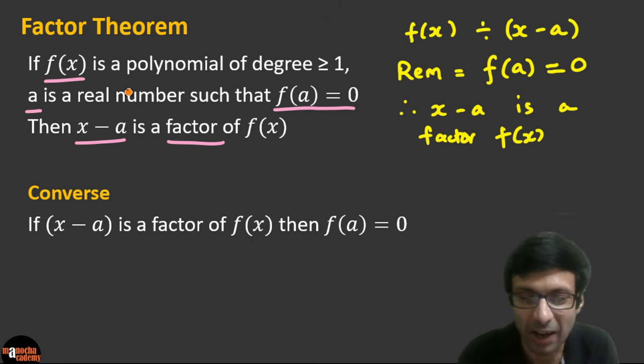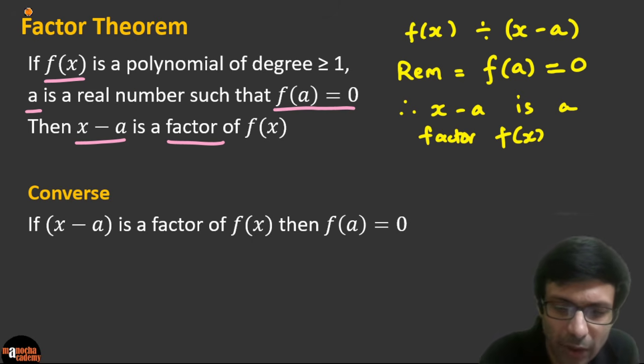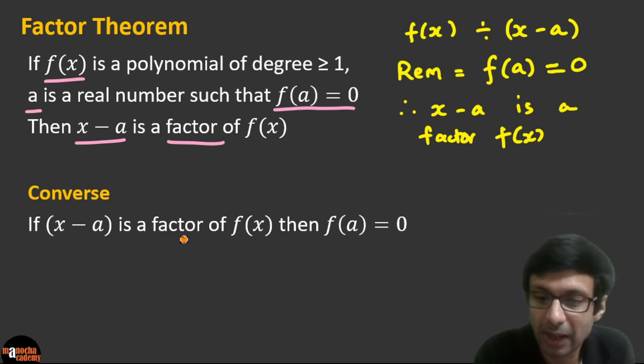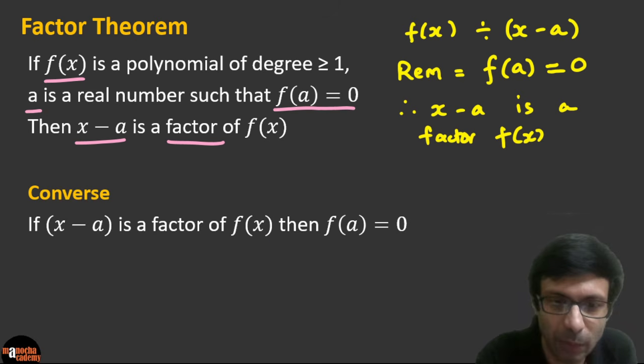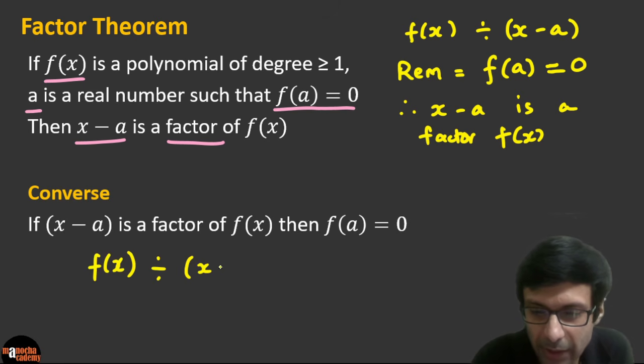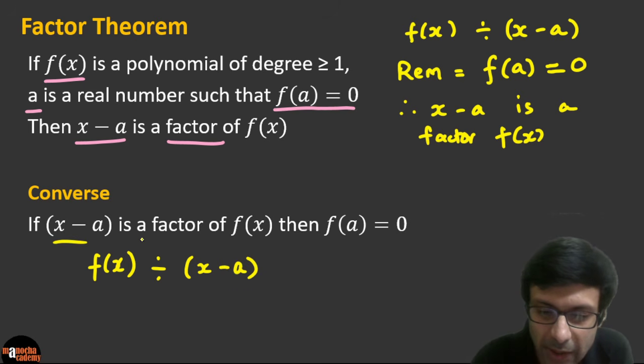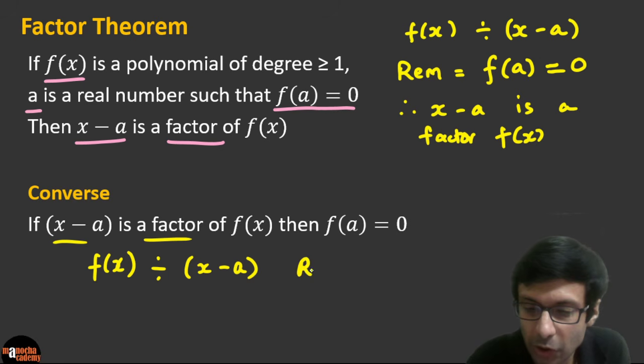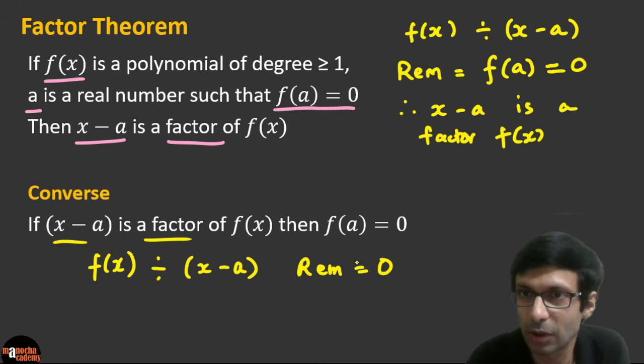Excellent, clear? And now if you look at the converse, that's also very simple. If x minus a is a factor of f(x), which basically means that when the polynomial f(x) is divided by x minus a, and we know that x minus a is a factor, then when you do this division, the remainder has to be 0 because it's a factor.